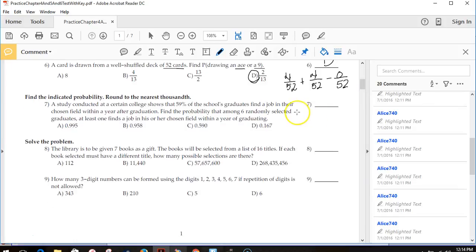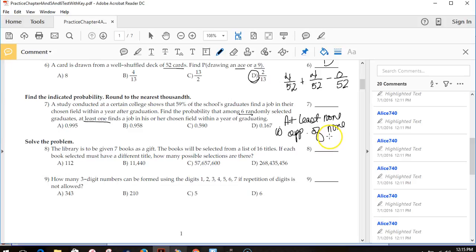A study conducted at a certain town shows 59% of the graduates find a job in their chosen field. Find the probability that at least one finds a job in her or his field if I have 6 people that are randomly selected. So at least one is the opposite of none. That's important. So if we have 6 people, it could be 1, it could be 2, it could be 3. It could be all of these different combinations of people, but it can't be none, because I want at least one.